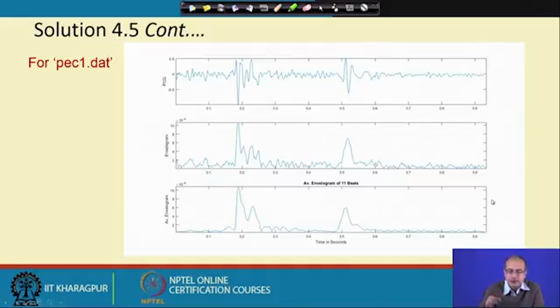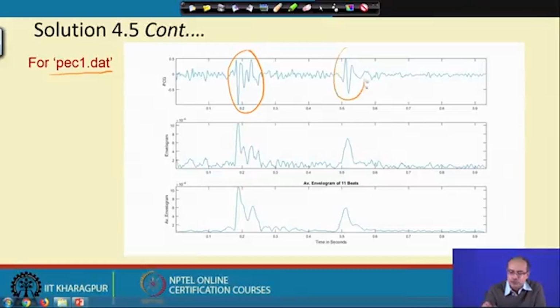So, first we take the first PCG signal, PC1 dot dat, and here we have taken just one single cycle to give a better rendition. If we take all the cycles, we will get the whole signal, but none of these cycles will be clear. So, in this case we get that this is the S1 and this is the S2 part. Corresponding envelopegram we get here.